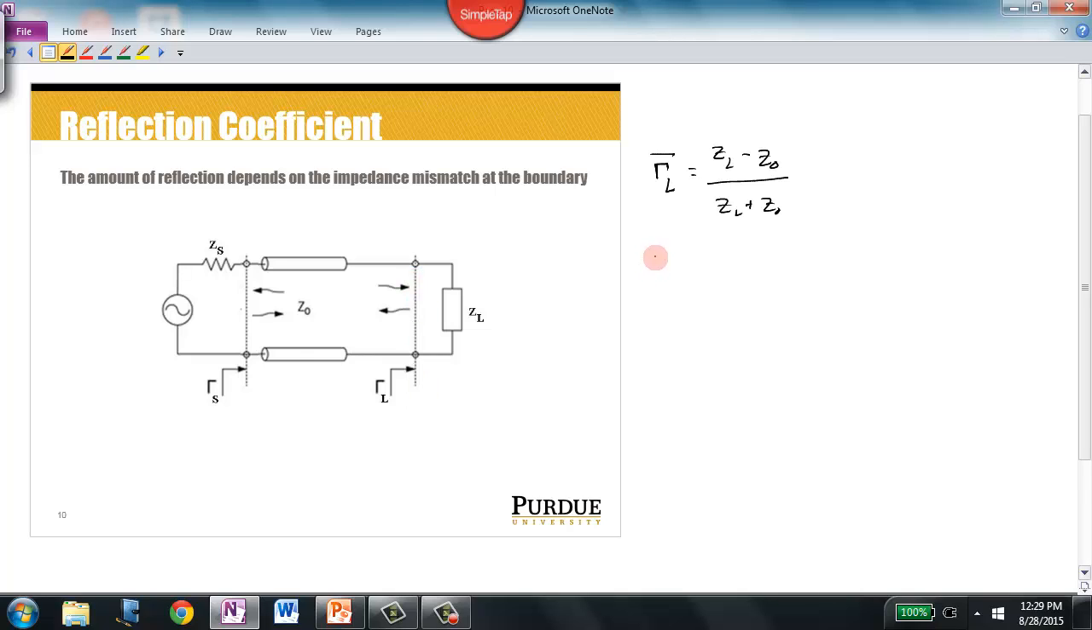The second voltage reflection coefficient that we have in this circuit is the reflection coefficient at the interface between the transmission line and the generator. And so what's happening here is we've got a reflected wave coming back. It's in ZL, it sees ZS, and then a second reflection can occur. So we've got the reflection coefficient at the source is equal to the impedance of the source, ZS, minus the impedance of the transmission line, Z0, divided by ZS plus Z0. So two different voltage reflection coefficients.